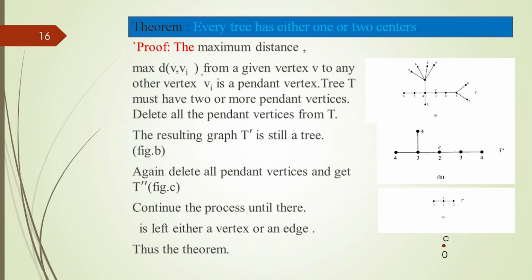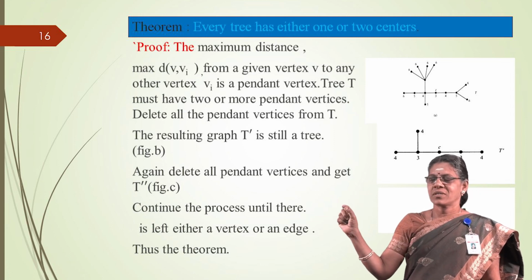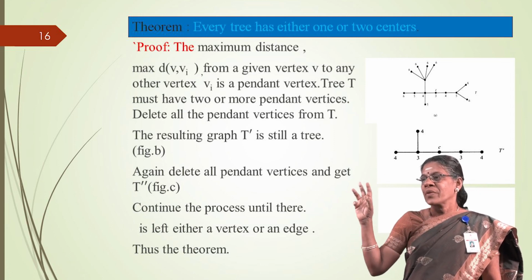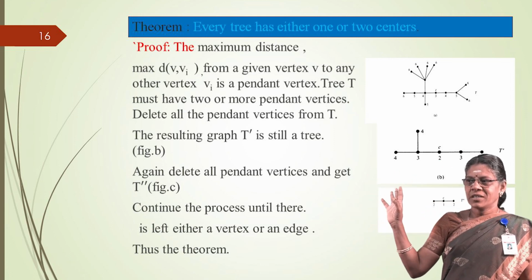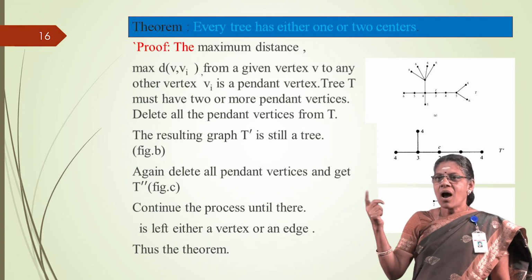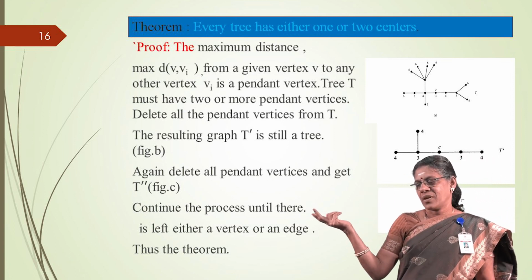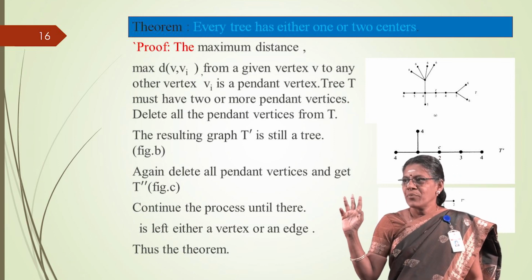Here we arrive at one vertex, that is C. Vertex C is arrived at with distance 0, only one vertex. So every tree has either one or two centers. Here we have only one center. Very important theorem.